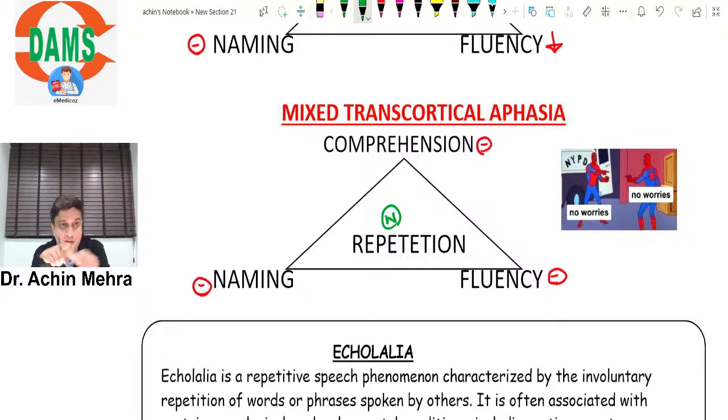Happy New Year, Happy New Year, Happy New Year, Happy New Year. Happy Valentine's Day, same to you, same to you. Happy Basant Panchami, Saraswati Puja, same to you, same to you. Say no worries, no worries, no worries. So this person continuously repeats the same thing.